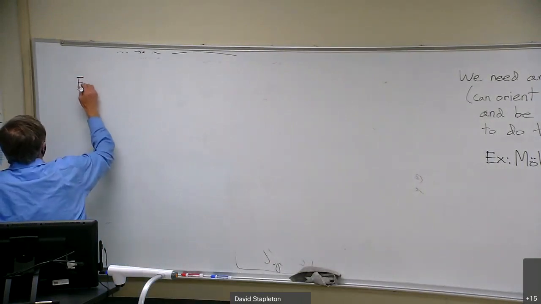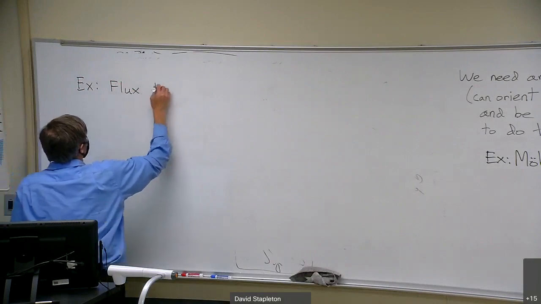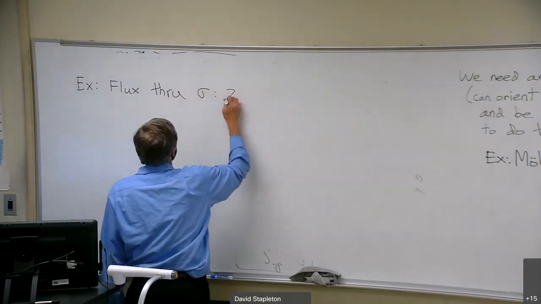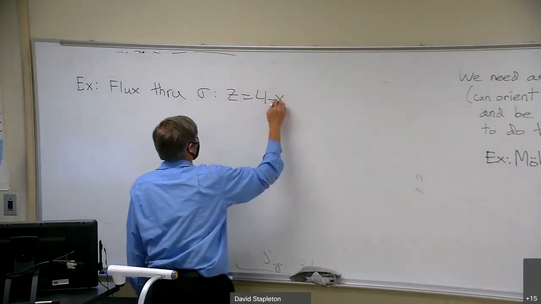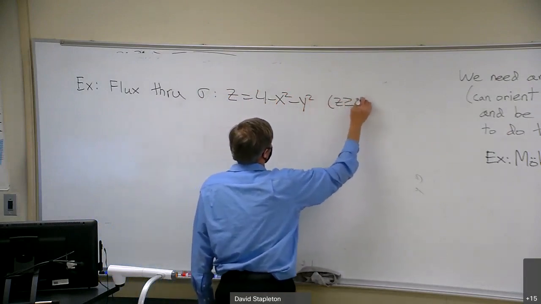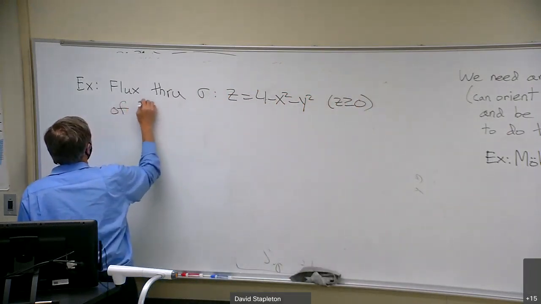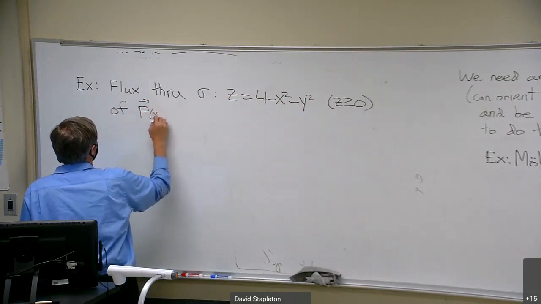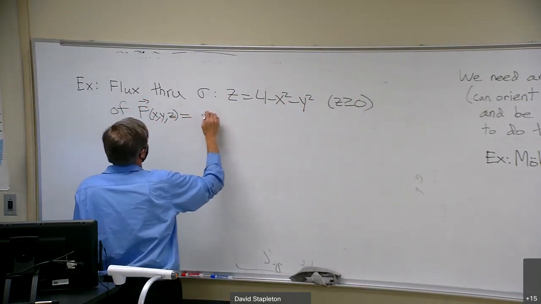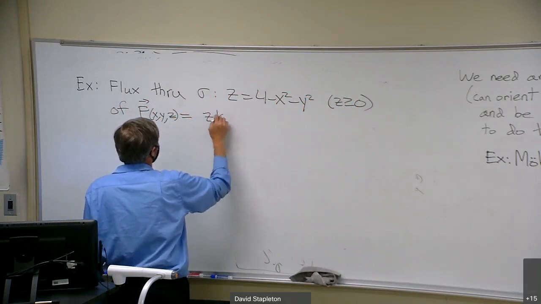Here's the example then. Flux through the surface sigma given by z equals 4 minus x squared minus y squared, with the restriction that z has to be non-negative, of the vector field F of x, y, z equals 0i plus 0j plus zk.